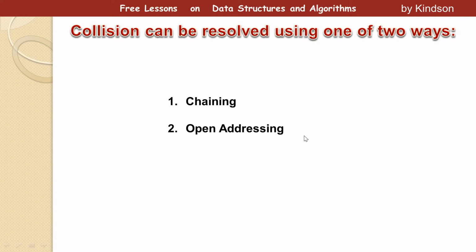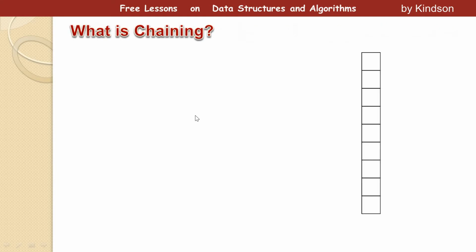So how do we resolve the problem of collision? We can resolve the problem of collision using either of 2 ways. One, we can use chaining, and 2, we can use open addressing. Just keep this in mind, or make note of it if you have a pen and a paper. Collision in hash tables can be resolved using chaining and open addressing. So we are now going to discuss hashing with chaining, and then after that we discuss open addressing.